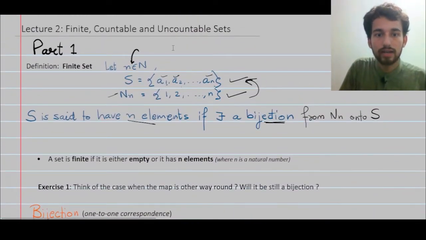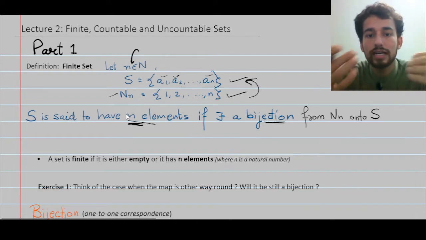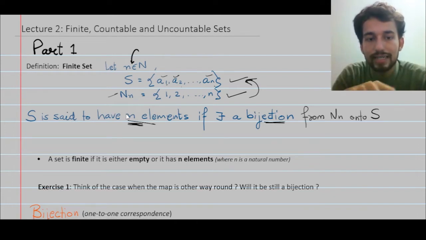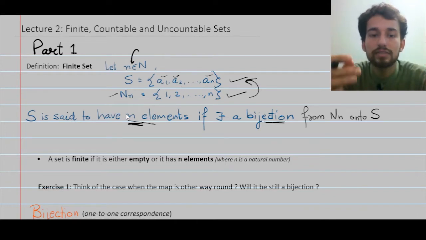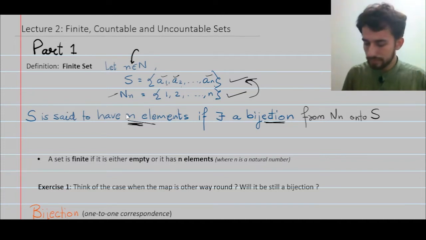So here I said that S is said to have n elements if I'm able to define a bijection from S to the set N subscript n, which is nothing but a set of first n natural numbers. If I'm able to define a map between them, then in that particular case, this S is said to have n elements, and of course it's finite.